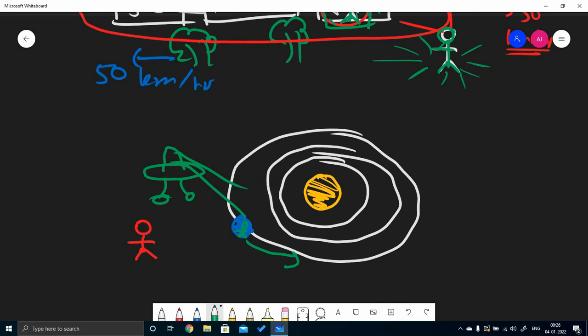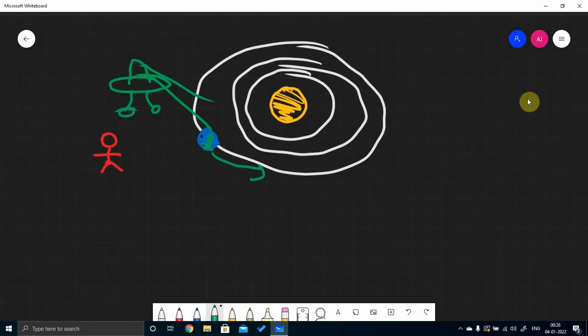But for you, you're not moving. The Earth is not moving. For him, you are moving as well as the Earth is moving. So this is why rest and motion are relative terms. You just have to look at the frame of reference. You have to see from what perspective you're looking at. Hopefully you got a good hold of it.